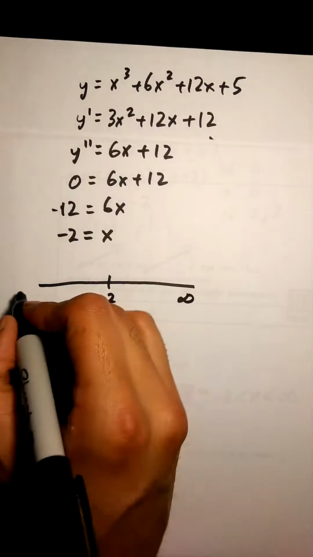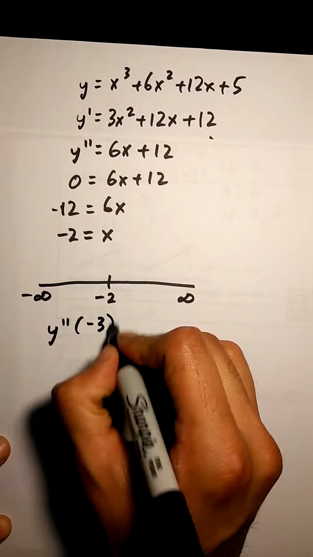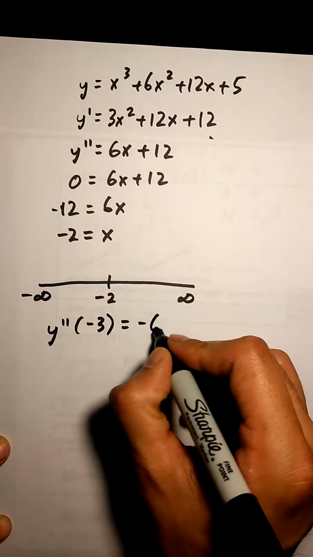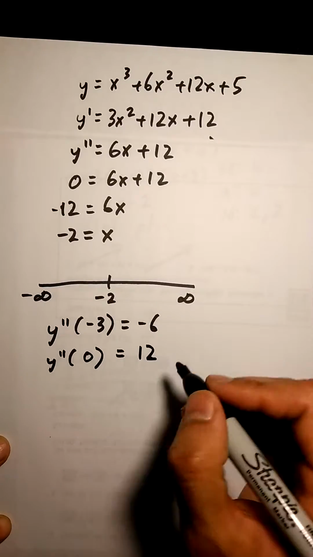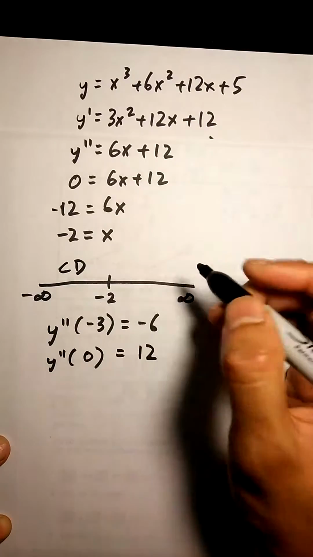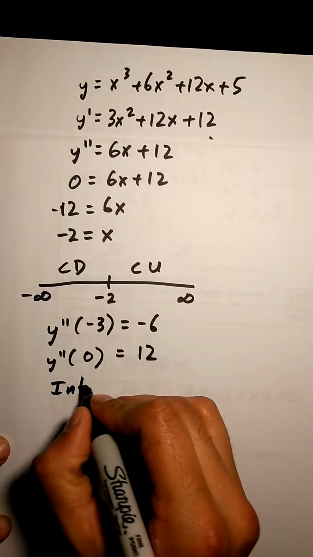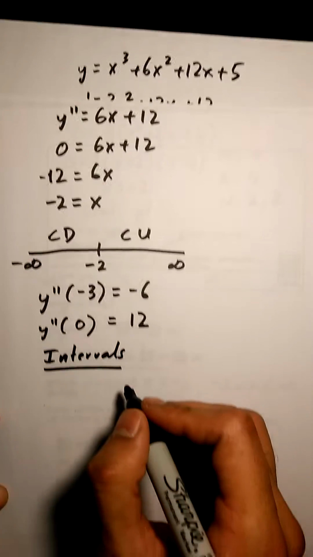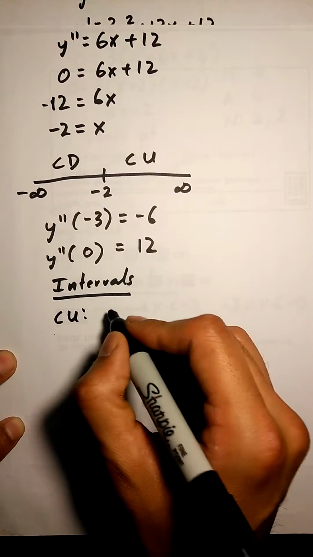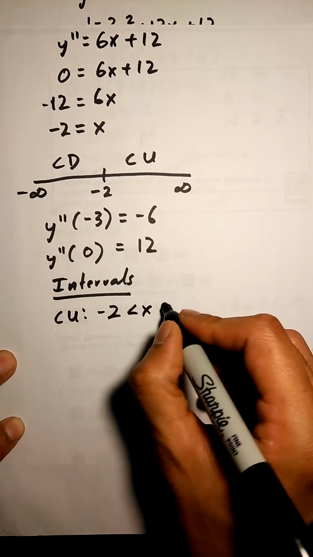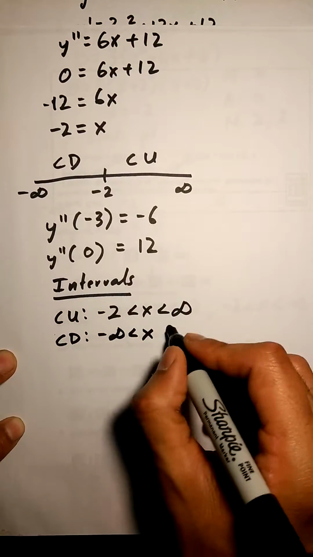I know I gotta put this on my number line to find my intervals of concave up, concave down. I'm gonna do y double prime of -3, it's -6, y double prime of 0 is 12. Know that this first one is concave down, the second one is concave up. I'm gonna write my intervals. Concave up, -2 less than x less than infinity, concave down, -infinity less than x less than -2.